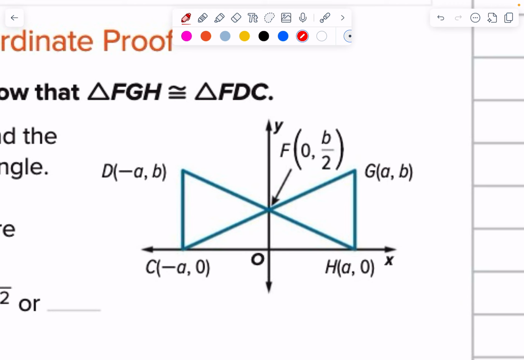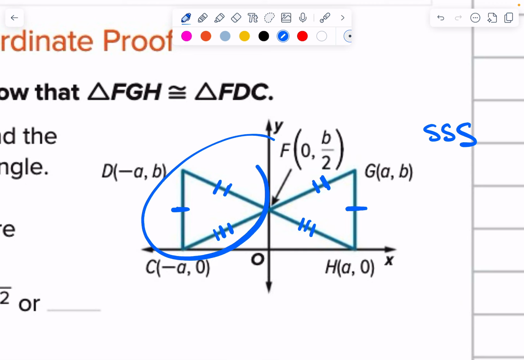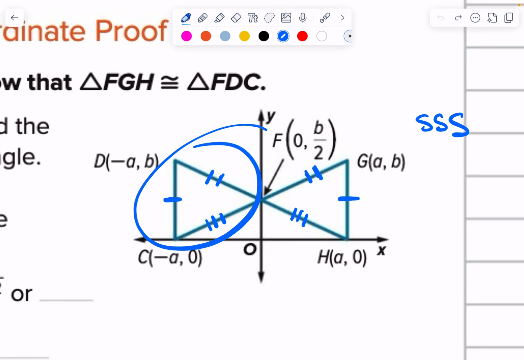And if we have coordinates like this, one of the things that we can do is side, side, side. If I'm able to say that this side is the same length as this one, that this side is the same length as this one, right? And this side is the same length as this side, then by side, side, side, this triangle would be congruent to this one, right? Well, how do I do side, side, side?